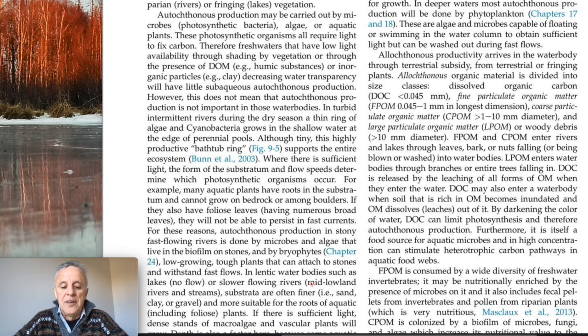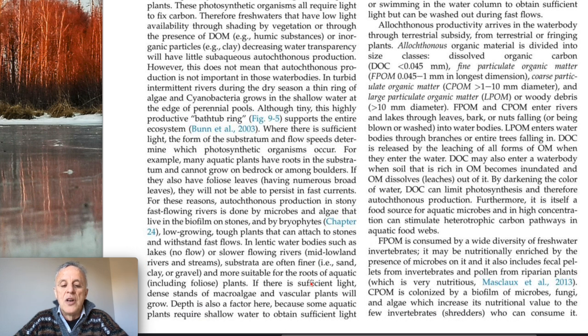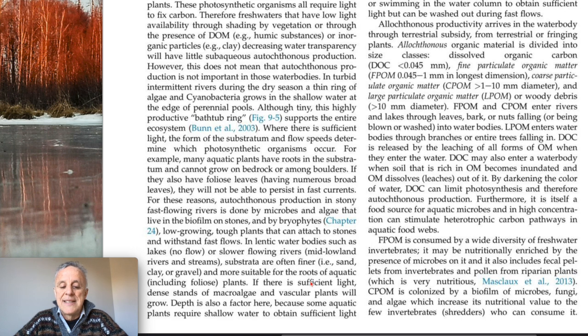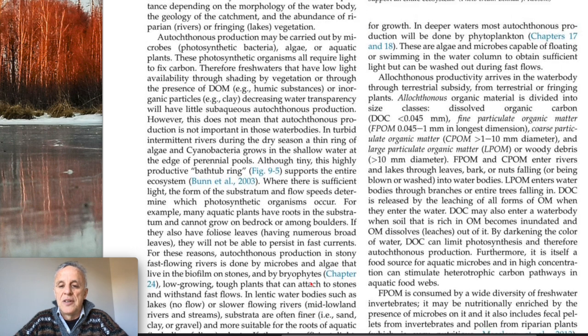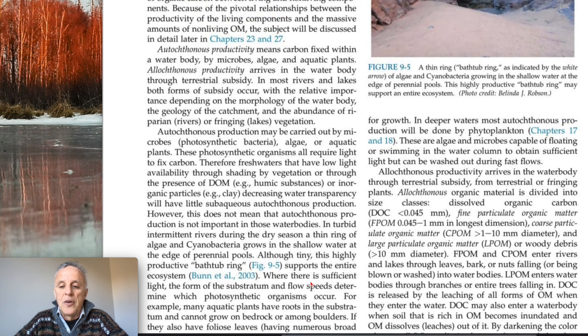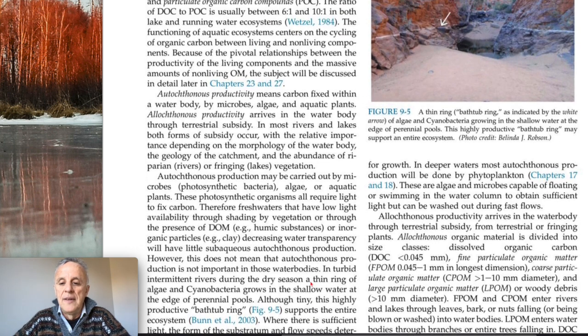In lentic water bodies, such as lakes, or slow-moving rivers, mid-lowland rivers, substrata are often finer and more suitable for the roots of aquatic plants, including foliose plants. If there is sufficient light, these stands of microalgae and vascular plants will grow. Depth is also a factor here because some aquatic plants require shallow water to obtain sufficient light for growth. In deeper water, most autochthonous production will be done by phytoplankton. These are algae and microbes capable of floating or swimming in the water column to obtain sufficient light, but can be washed out during fast flows.